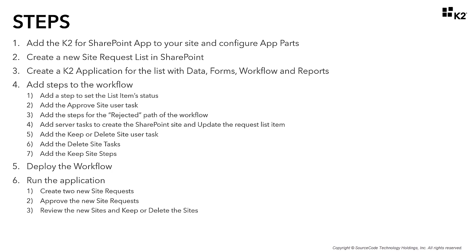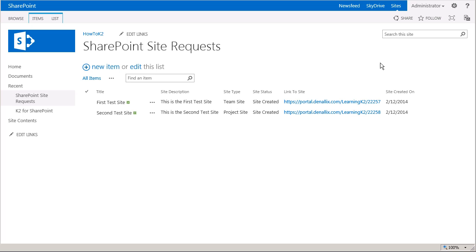And then finally, we'll go back to the K2 Worklist app part and we'll action the tasks to keep or delete the sites based on that information. Now return to the SharePoint Site Requests list if you're not in there already. You should see that the list items are now updated with the approval status, as well as a link to the new sites that were created.